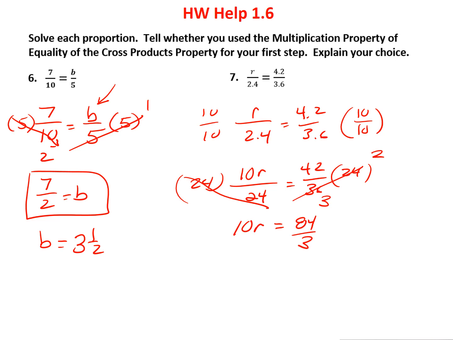If I put 84 into 3, 3 goes into 8 2 times, 2 times 3 is 6, 8 minus 6 is 2, and down to 24, 8. So 10r equals 28. And now to finish it off, we're going to have to divide by 10 to get rid of that. And so we get r equals 28 divided by 10, or 2.8.